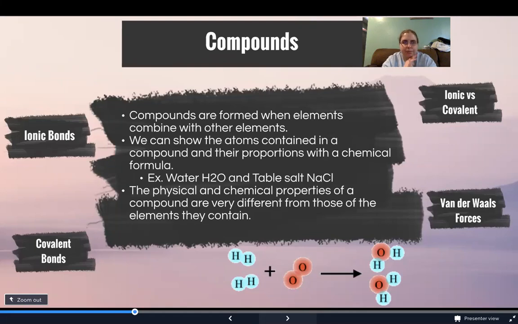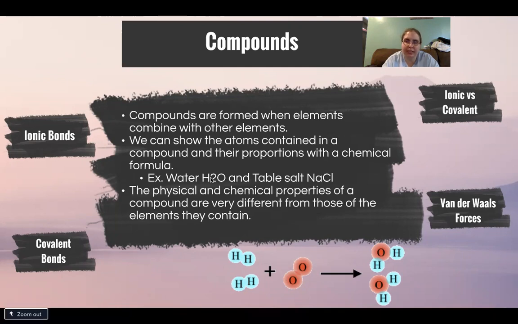All right, so we can show the atoms contained in a compound and their proportions with something called a chemical formula. It doesn't exactly show all that well in Prezi, but for instance, the chemical formula for water would be H2O. Now, typically that 2 would be a subscript, so it'd be smaller and behind the hydrogen near the bottom of the H. So it's like H2O. And table salt is NaCl.